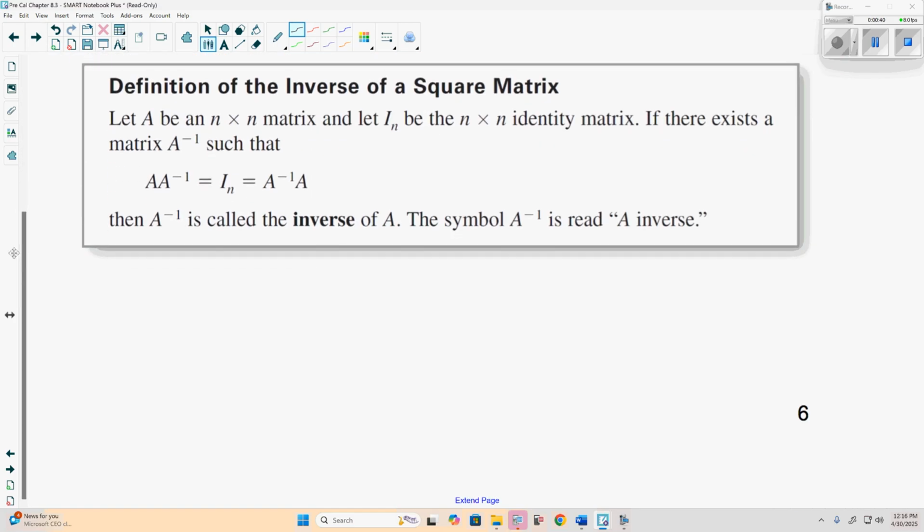Now, if we know two matrices are inverses, when we multiply them by each other, we get the identity matrix. The identity matrix of a 2 by 2 is 1, 0, 0, 1. A 3 by 3 would be 1, 0, 0, 0, 1, 0, 0, 0, 1. We get this diagonal of 1s, and everything else has to be 0.